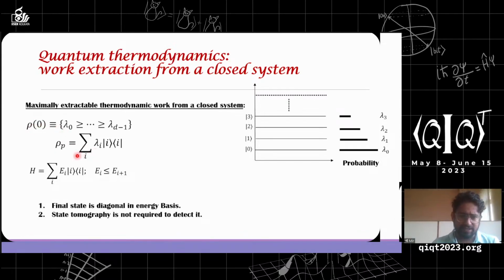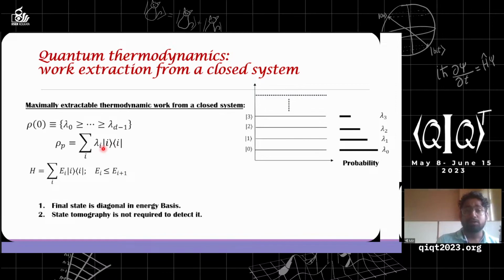So look into this passive state very carefully. This state is diagonal in the energy basis. So that is the first property. Now, the second thing is that if you know the state is a passive state, you don't require full tomography to know that state. You only need a diagonal tomography, right? So these two properties are quite important, and that can be useful later.